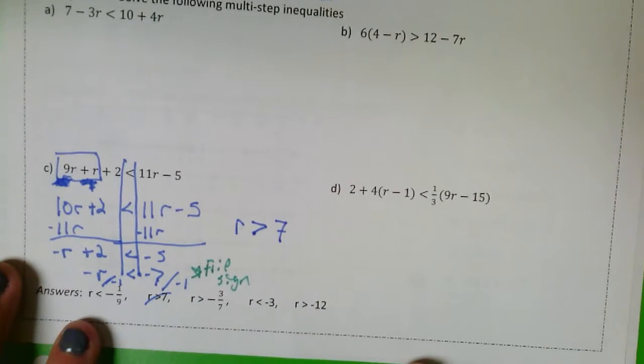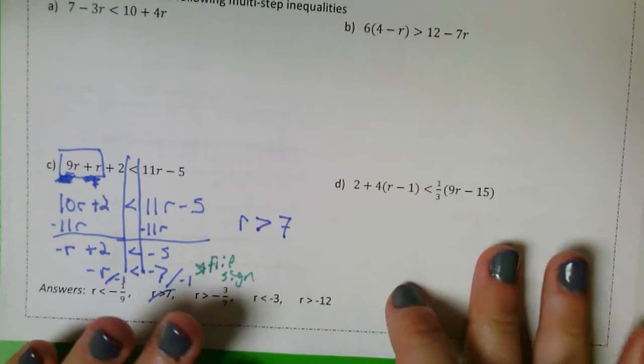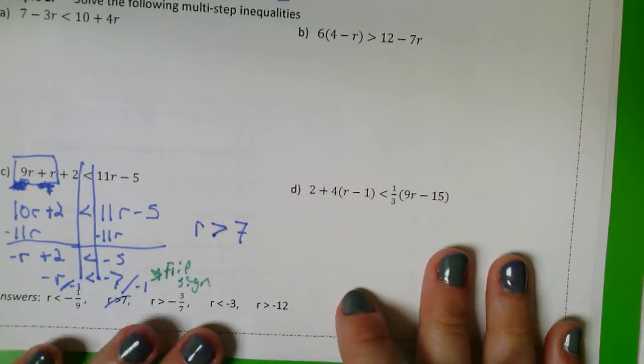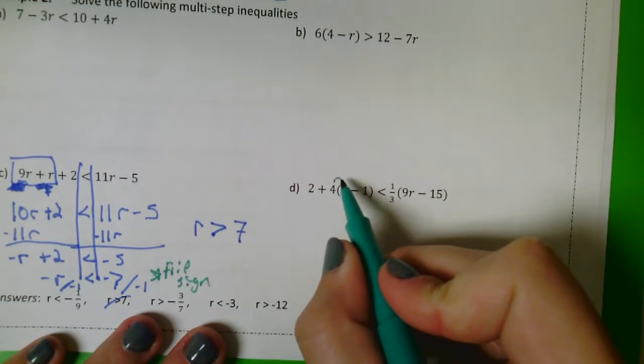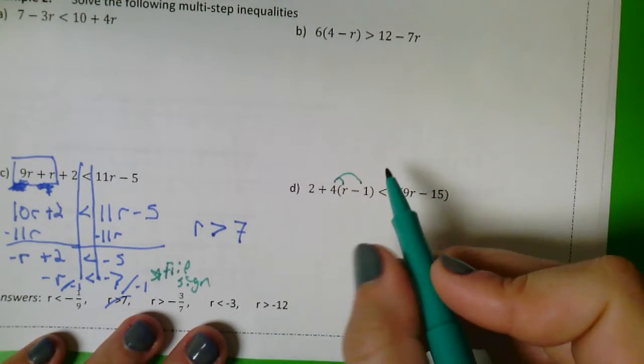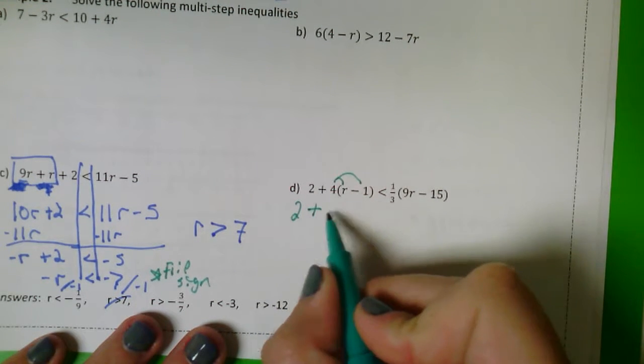D, a lot of people don't like D just because of that fraction. So I offer some caution or some advice, I suppose you could say. Don't be afraid of the fraction. It's really not that bad. Obviously, start with the left-hand side, distribute that 4. Remember, the 2 just kind of stays out in front, and you're going to get a 4R minus 4.